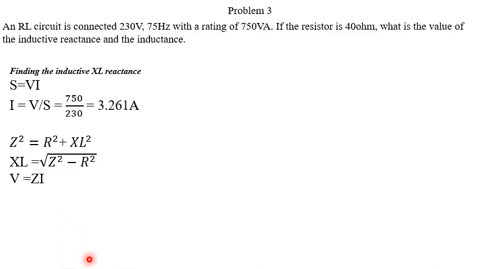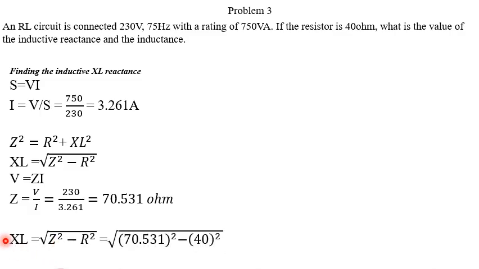How do we calculate impedance? We know that V was equal to IZ. So what do we know? We know I and we know V. So we just need to make Z the subject. Making Z the subject, we get Z is equal to 230 all over 3.261, which is equal to 70.531 ohms. So we now know our impedance and we know our resistance. So we now simply subtract the square of our resistance from the square of our impedance and just square root it. So doing that, we get our XL as this.